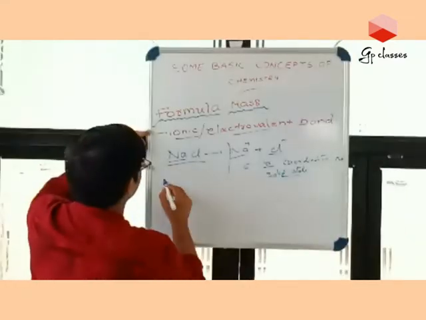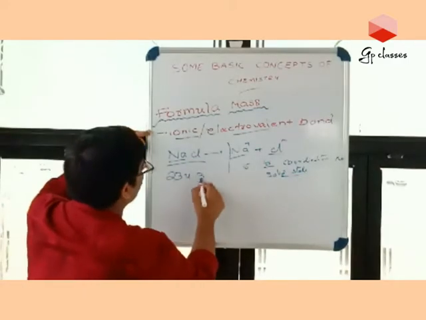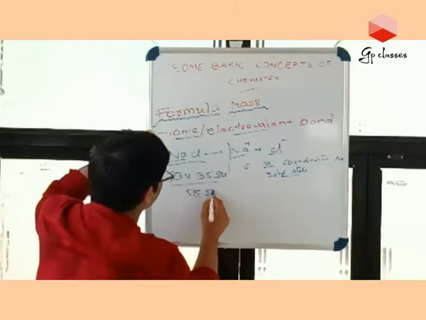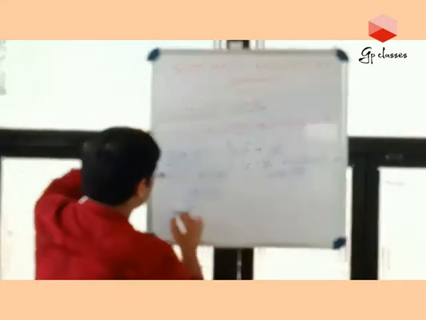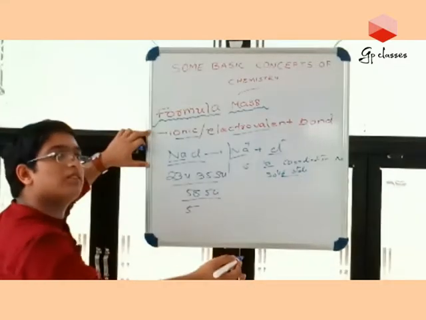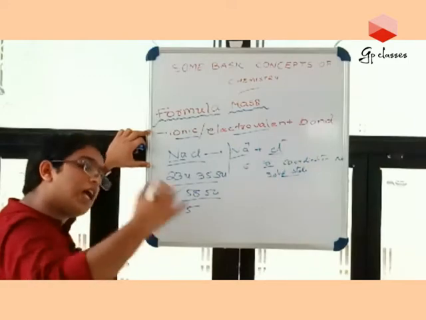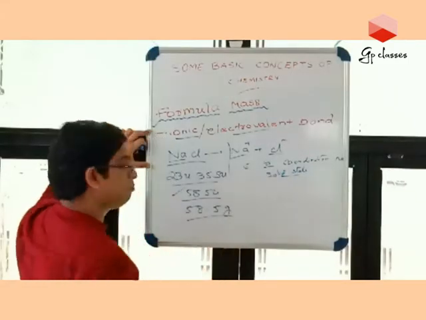You know the mass of Na is 23 u and that of chlorine is 35.5 u. So the total mass is 58.5 u. Or we can write it in terms of gram, no issues. That is known as gram formula mass. Formula mass is 58.5 u. If you are asked to write gram formula mass, you can simply write 58.5 g.